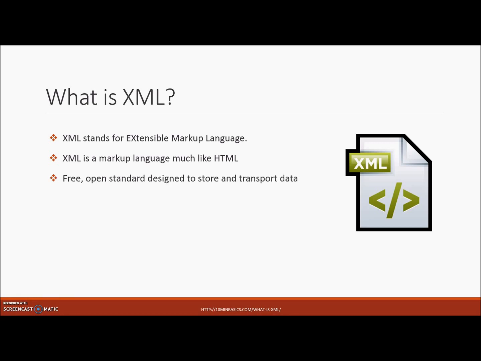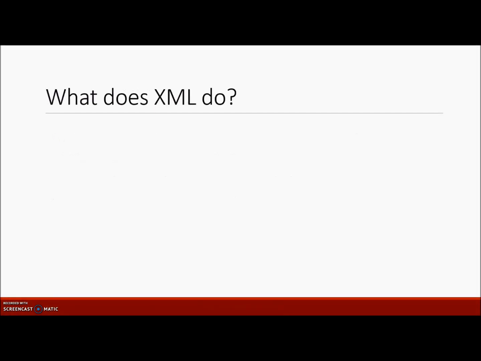It stores and transports data, and it is both human and machine readable, meaning you can look at an XML document and you can read it yourself. You do not require a computer to interpret it for you. So what does XML do? Nothing. XML doesn't do anything. It is not a programming language, nor can it carry out commands. But that doesn't mean it has no value.